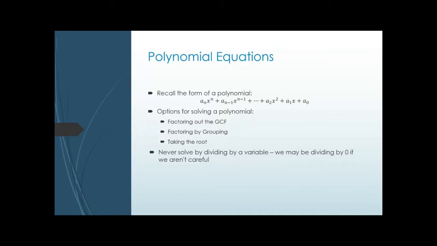The one thing that we never do when we're solving is divide by a variable, because you don't know what value your variable is. And if you're dividing by x and x is 0, then you're actually doing something you can't do because we can't divide by 0. So we never ever divide both sides by a variable. We can only divide both sides by a number.